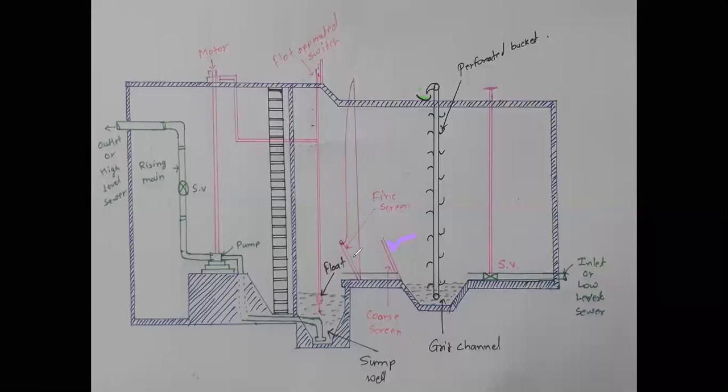Then the fine screen is provided here. Why is the fine screen provided? To further remove the fine particles which have not settled down in the grit chamber and have not been removed with the coarse screen. Those particles can be removed with the help of the fine screen. And the fine screen's cleaning is a continuous process with the help of this rod. So a mechanical process can be provided for the cleaning of the fine screen.